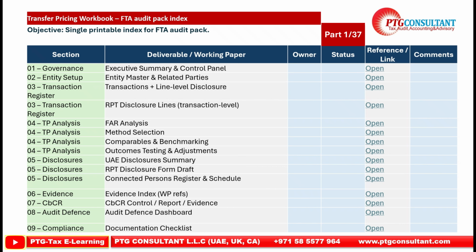Now, let's briefly explain what this index contains and why it matters. This table is structured by section, with each section showing the related deliverable or working paper, plus tracking fields such as owner, status, and a reference link, so you always know what is complete, what is pending, and where each file is located. Here's what the key sections typically include.